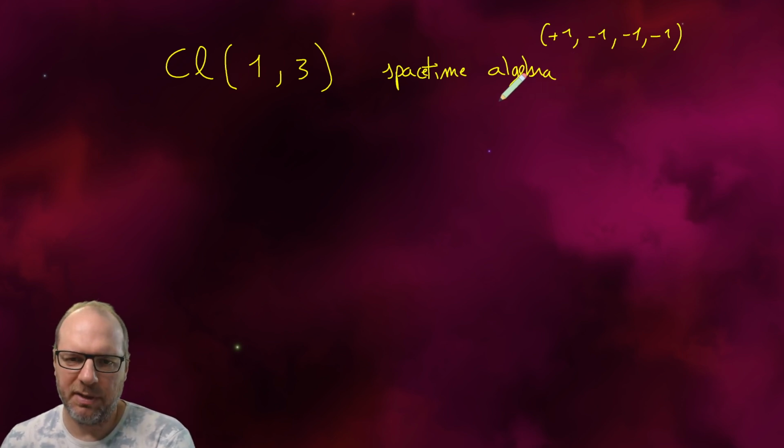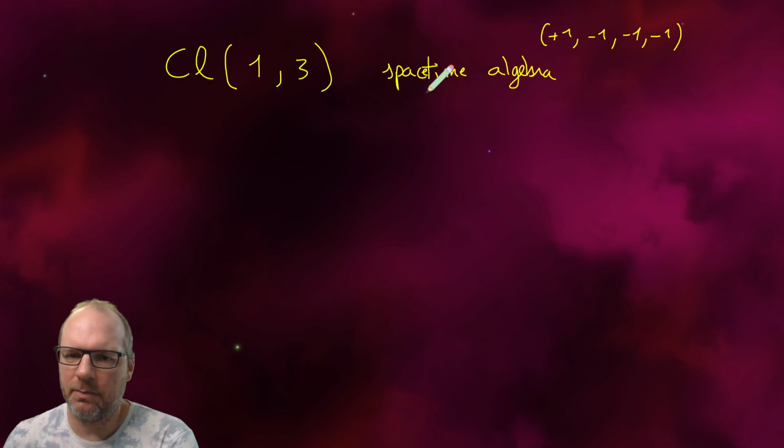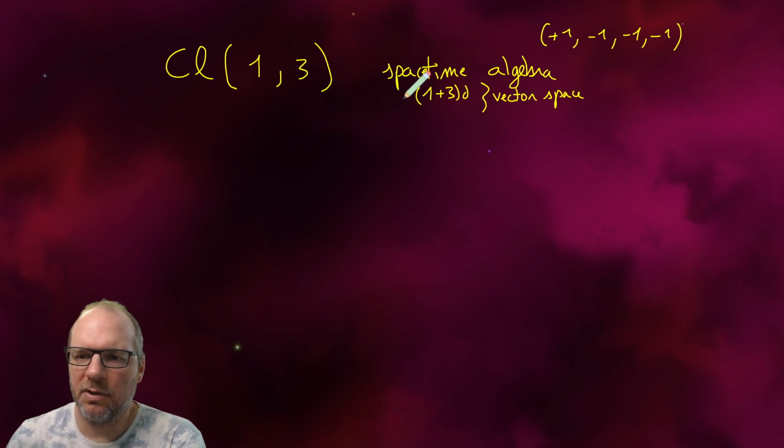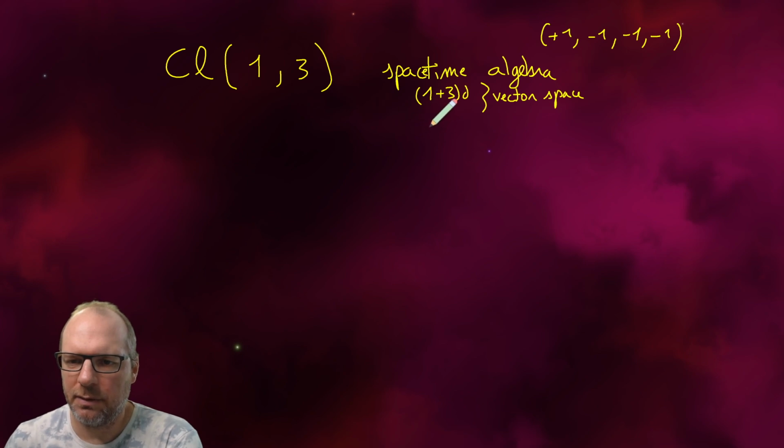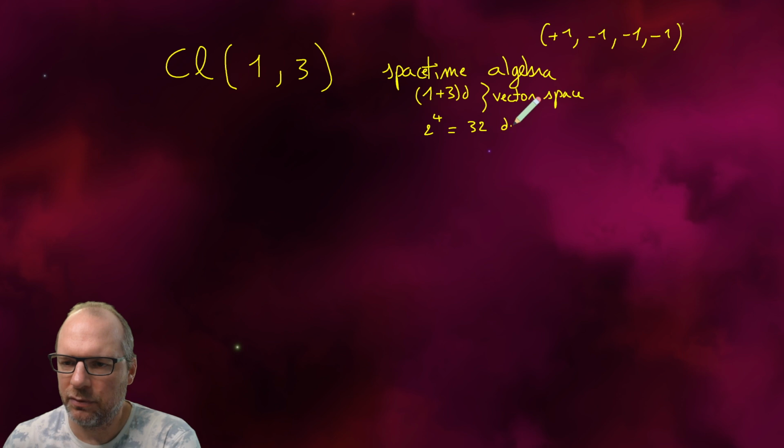What is the simplest? So the space-time algebra is 1 plus 3 dimensions. This is the vector space. But the algebra is 2 to the power 4, so it's 32 dimensions.